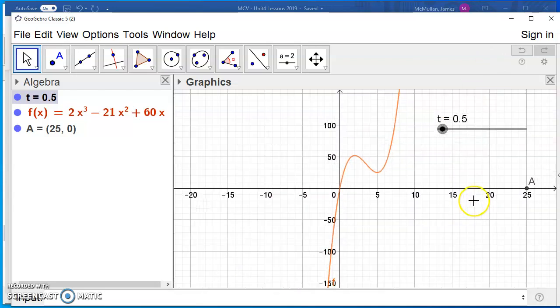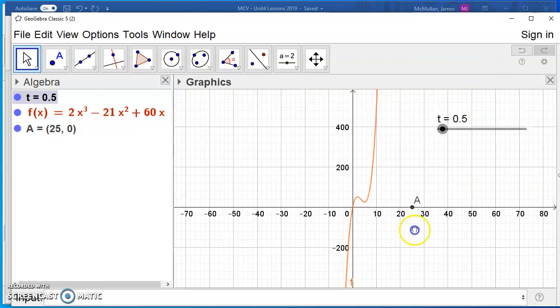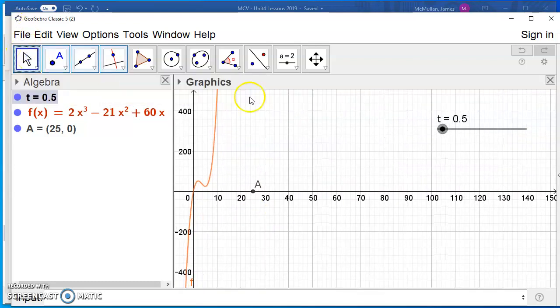Let's zoom out a bit. You can get a better sense of what this thing's doing. So here's what the object's doing. It moves to the right. And then you can see it slows down, slows down, slows down. And then it turns around. And then it turns around again. And then it goes off. Okay? Let's just watch that one more time just so we can observe.